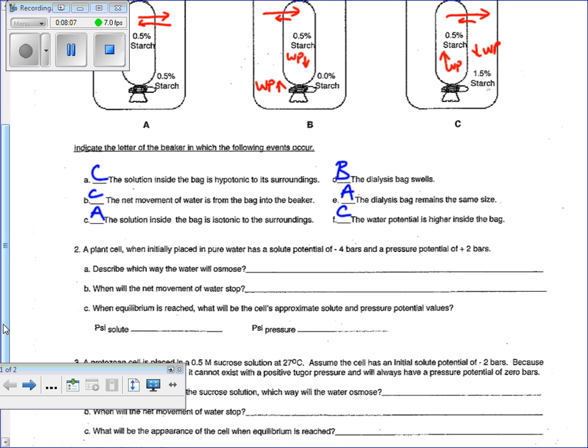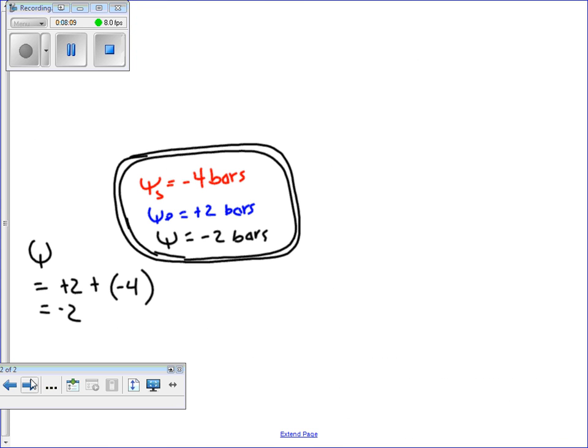So, and it's placed in pure water. So the environment's pure water. All right? It's an open system, pure water. So my pressure potential is going to be what? 0. And my solute potential, if it's pure water, is going to be 0, because there's no solute present. So my overall water potential of 0 plus 0, 0. Right? Which way does the water want to move in this particular scenario?